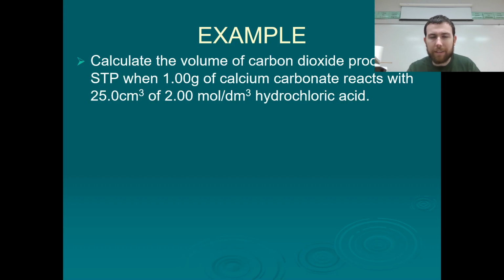So let's say you're asked to calculate the volume of carbon dioxide produced at STP when 1 gram of calcium carbonate reacts with 25 cubic centimeters of 2 molar hydrochloric acid. All right. Well, we want to figure out the volume of carbon dioxide produced. And we've been told we've got 1 gram of calcium carbonate, and we've got this volume of this concentration of hydrochloric acid.